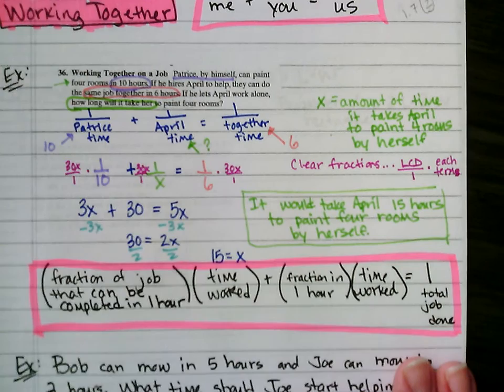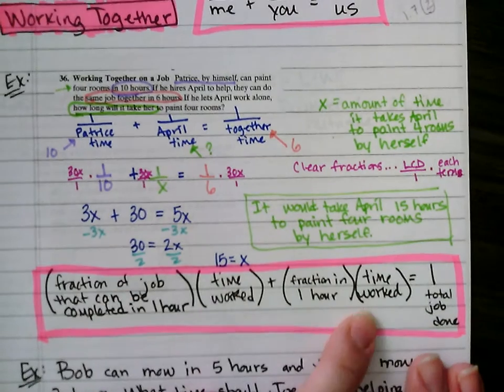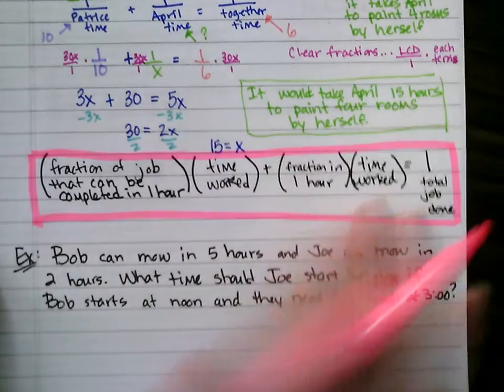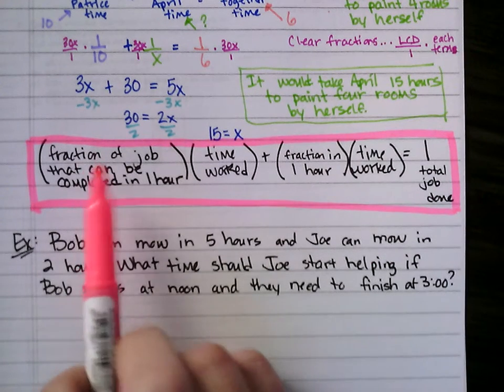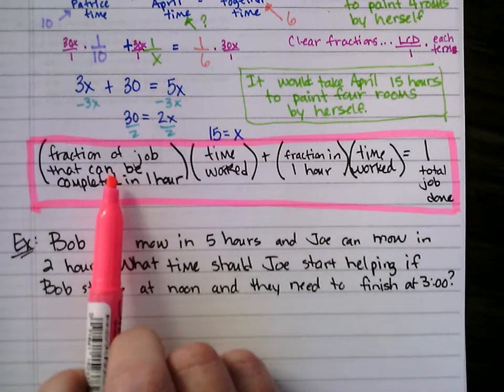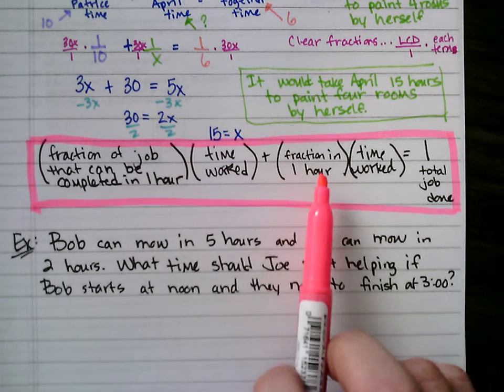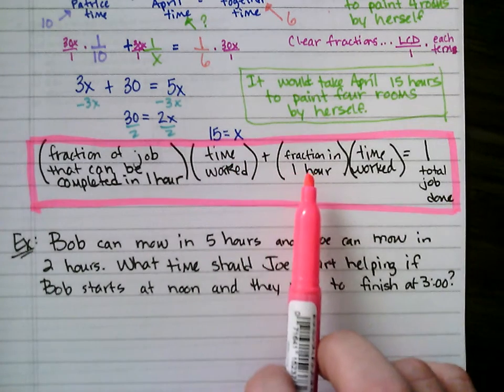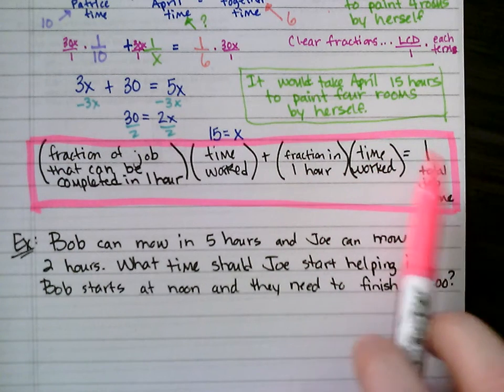So in our problem up here, we just figured it was 1 hour each time. So that's why it's the same, but this is going to work out better for us when we have more complicated problems. So we're going to do fraction of a job that can be completed in 1 hour times the time worked plus the fraction of the job that can be completed in 1 hour times the time worked is going to equal 1 total job done.